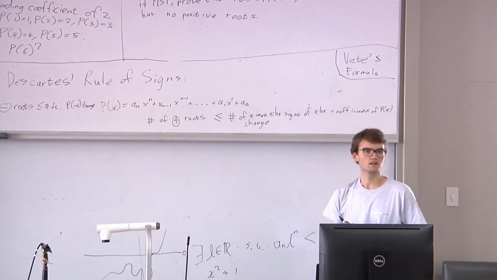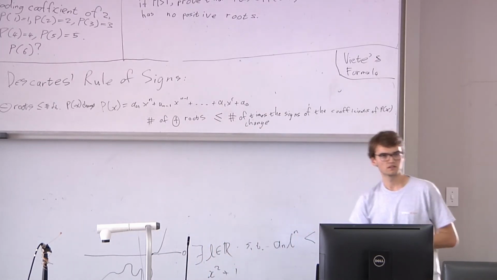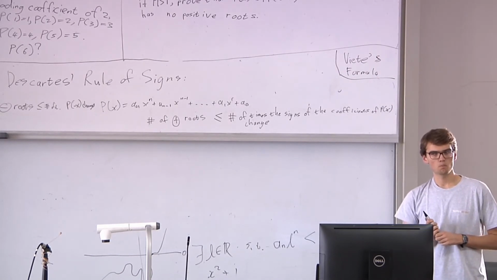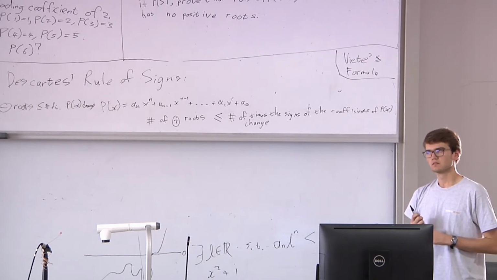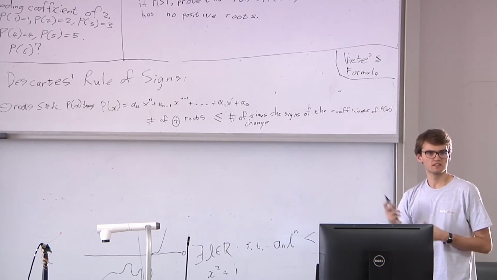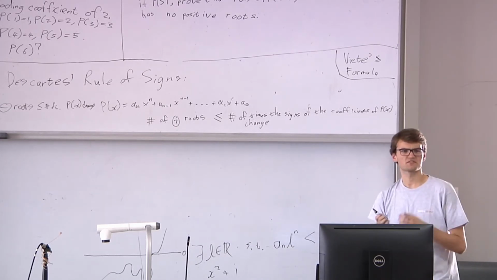Isn't it specifically, you say less than or equal to, but isn't it specifically an even number less? So like if you get 4 sign changes, it's 4, 2 or 0. That makes sense. I'm not sure of the details, but yeah, that sounds right.